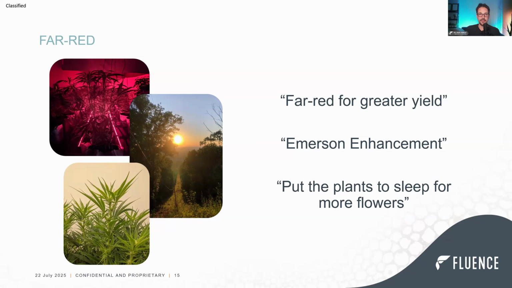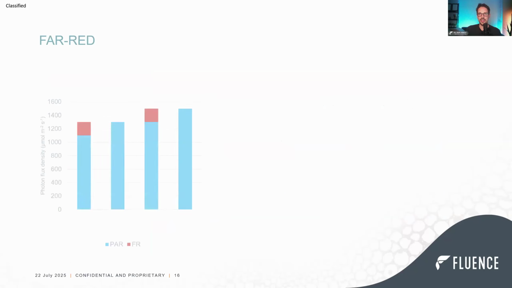And then the other thing that people are really interested in is this idea of, quote unquote, putting the plants to sleep, which is another way of saying using far red to drive phytochrome reversion. I'm going to elaborate on that in just a minute. So let's take it one at a time here and just talk about yield.